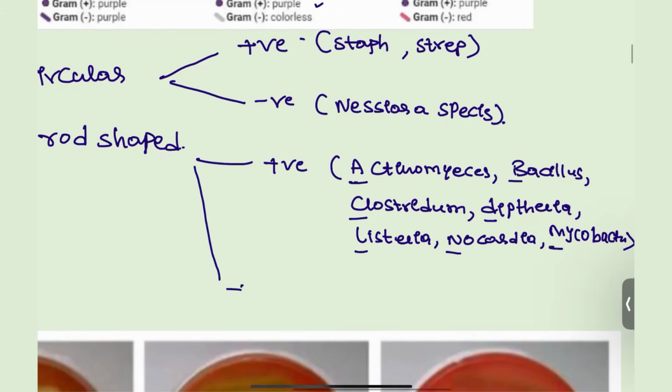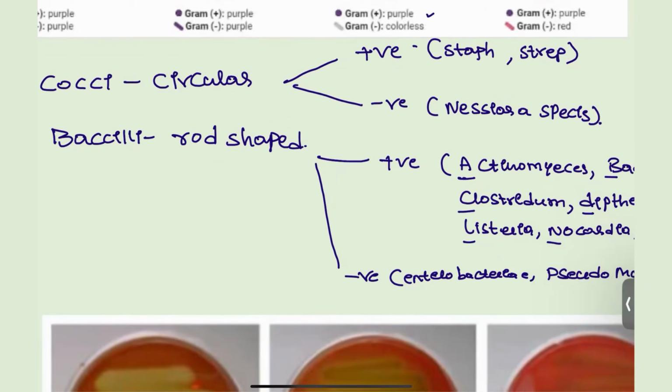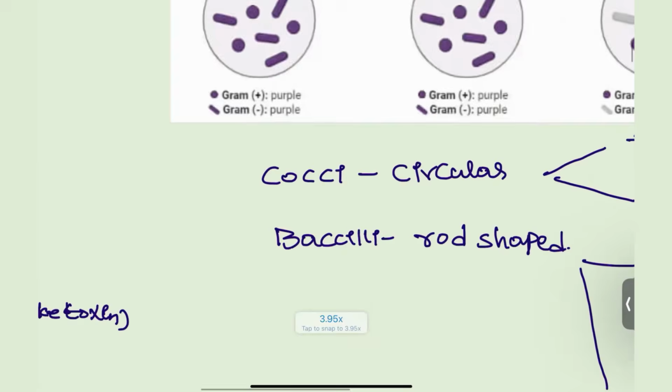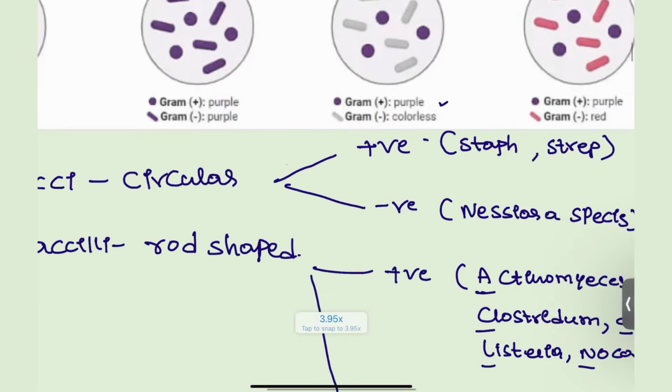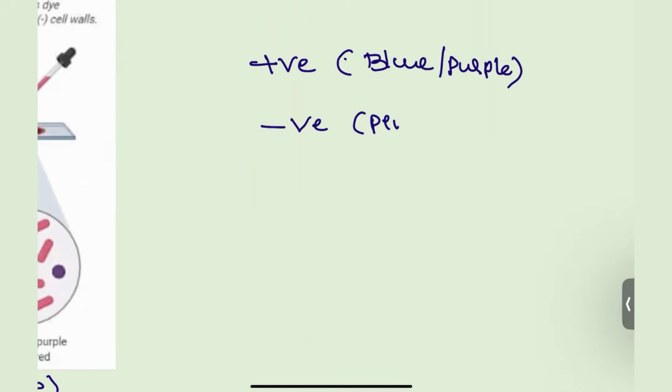Next, gram negative: all the enterobacteria and the pseudomonas. These are the examples for the gram negative bacillus. Again, remember the color for this. Gram positive will always be blue or purple. Gram negative will be pink in color.